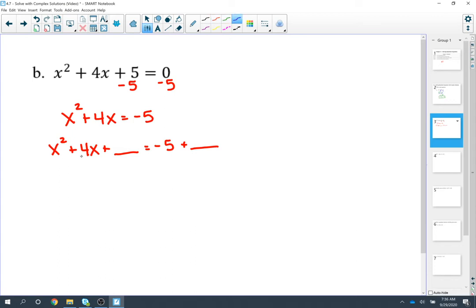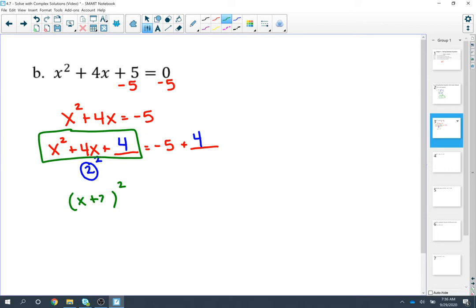Then we come back and we split our b term in half, circle it, and then square it. So 2 squared is 4. Then we're going to factor the left. And remember, that's going to factor into x something squared. And that 2 that we circled, which is a positive 2, just falls into place. Equals, and then over here we have a negative 5 plus 4, which is negative 1.